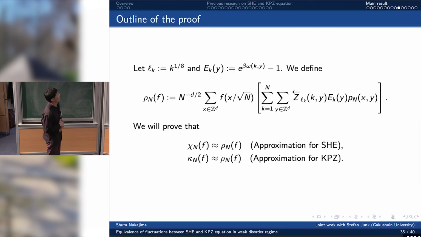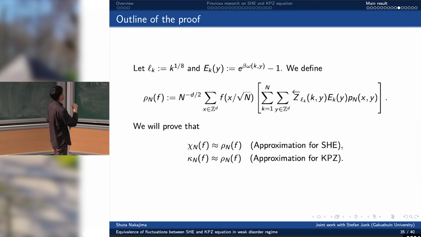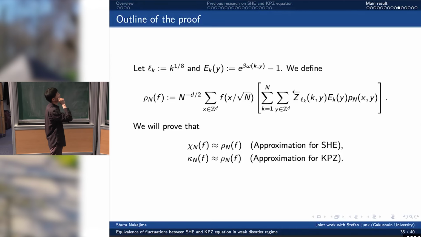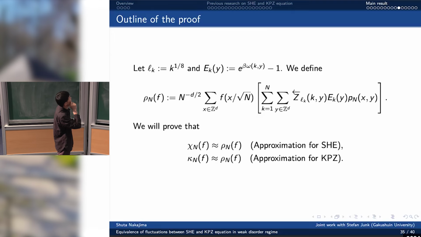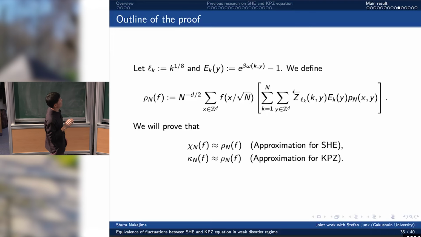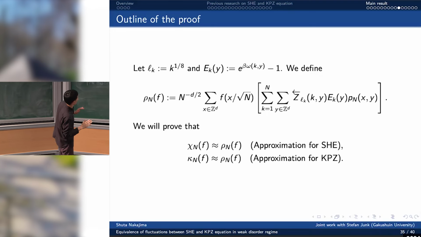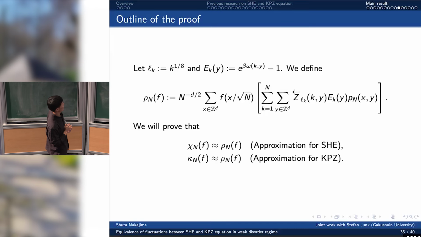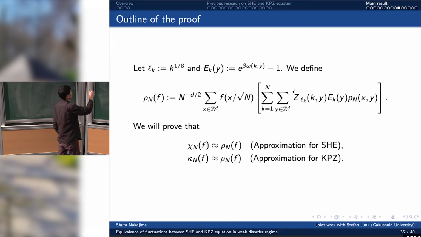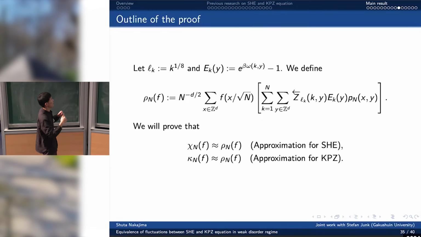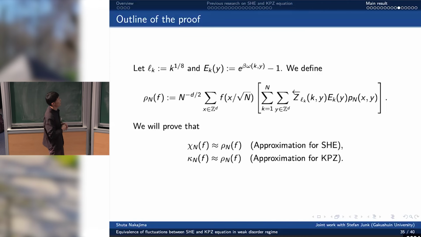Okay, so from now on, I want to explain the proof. So the main target is this one, rho_n(f). So first, l_k is k to the 1/8, and e_k(y) is defined by this. And rho_n(f) has a bit complicated structure, but anyway, I can't explain more. So our target is, first, we prove that chi_n(f) is approximately rho_n(f), and that kappa_n(f) is approximately rho_n(f).